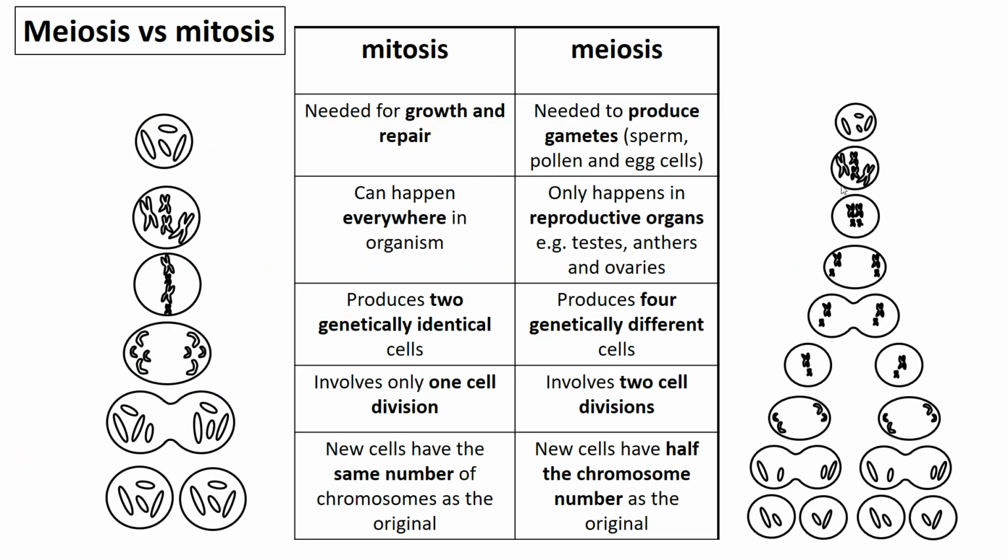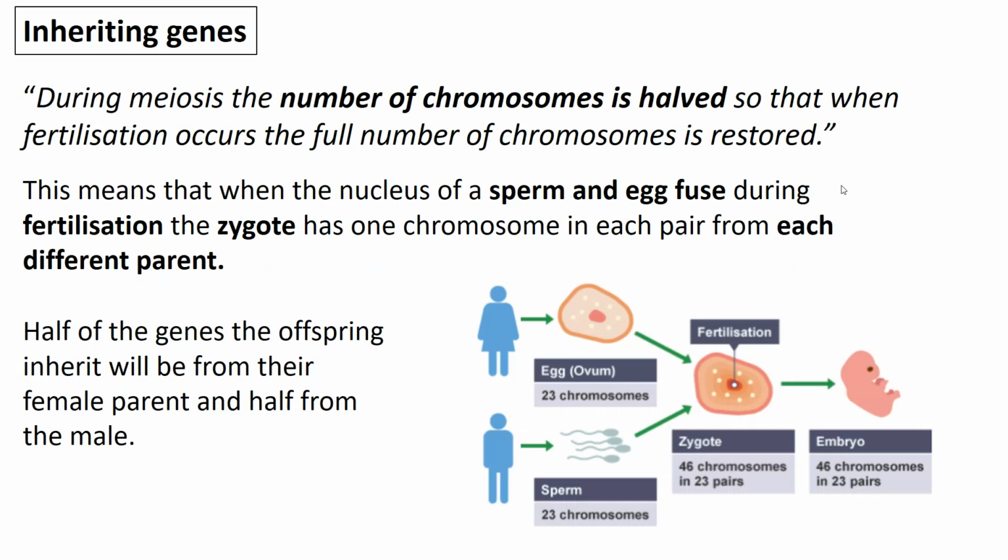Whereas meiosis is needed to produce gametes, only happens in reproductive organs, produces 4 genetically different cells. It involves 2 cell divisions, and the new cells have half the chromosome number as the original. If you remember that we said earlier that during meiosis the number of chromosomes is halved, so that when fertilization occurs the full number of chromosomes is restored, then this diagram really just clearly shows that happening.